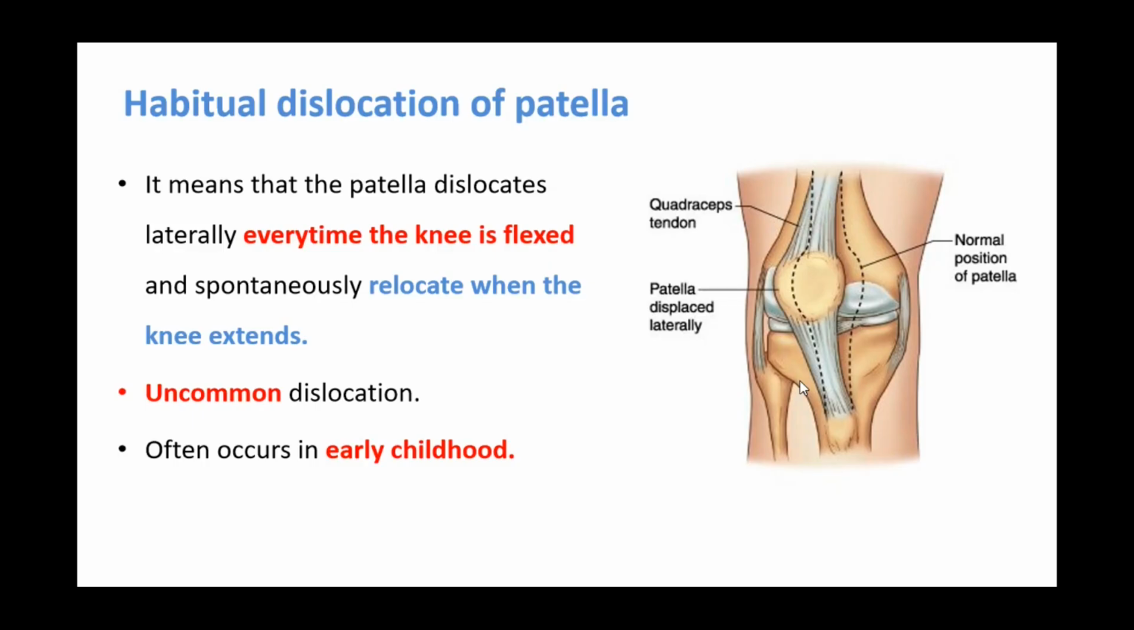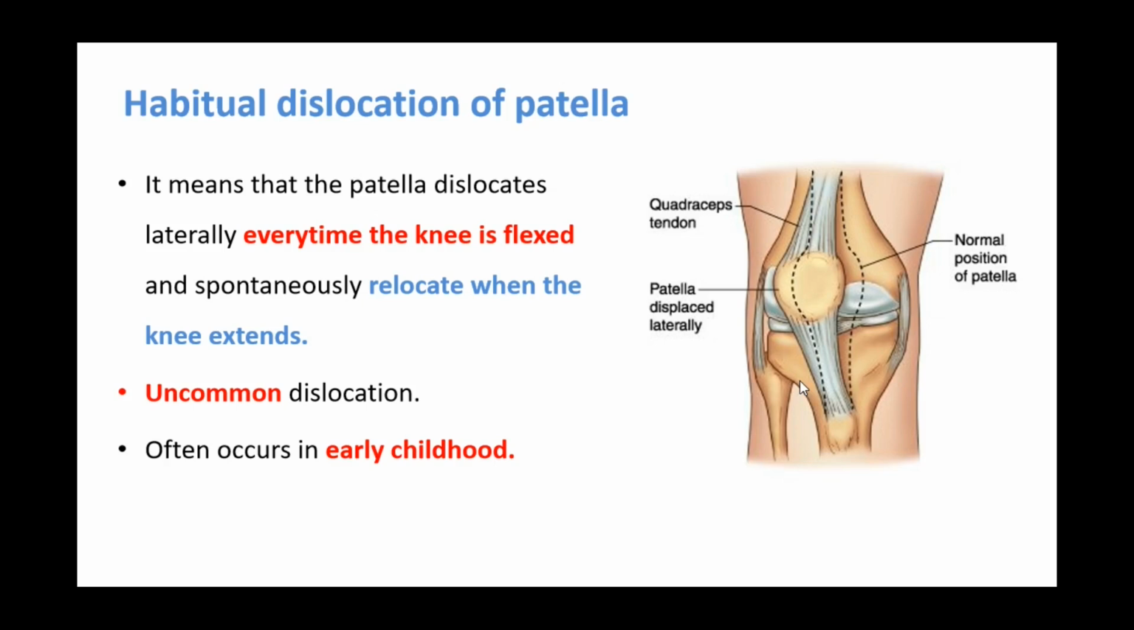Habitual dislocation of patella. Habitual dislocation of patella means the patella dislocates laterally every time the knee is flexed and relocates spontaneously when the knee extends. So whenever the individual flexes the knee joint, there is a dislocation of the patella, and it relocates spontaneously when the individual extends the knee joint.